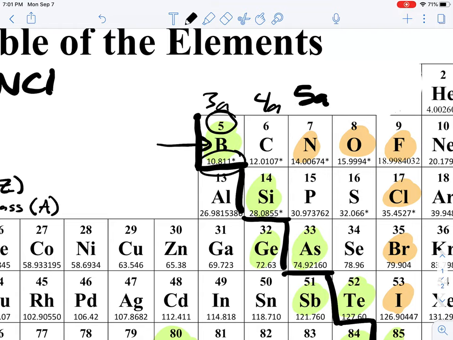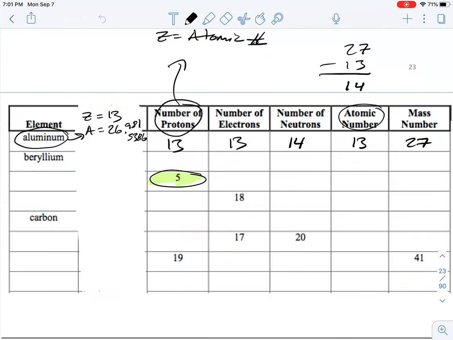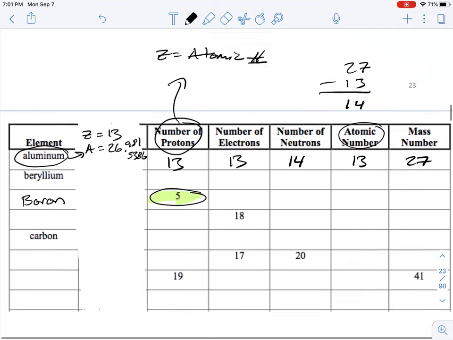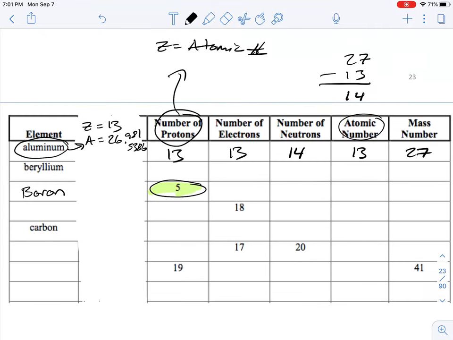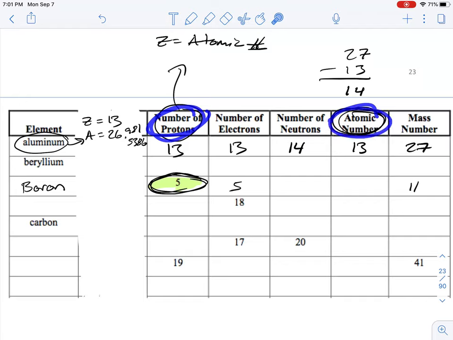And it has a mass number of 10.811, or if we round it to the nearest whole number, it'll be 11. Okay. And so it turns out that the identity of the element is boron. And if I have 5 protons and I have 5 electrons, and if you guys recall, the mass number was 11, and the number of protons is always equal to the atomic number. So these two will always be the same.